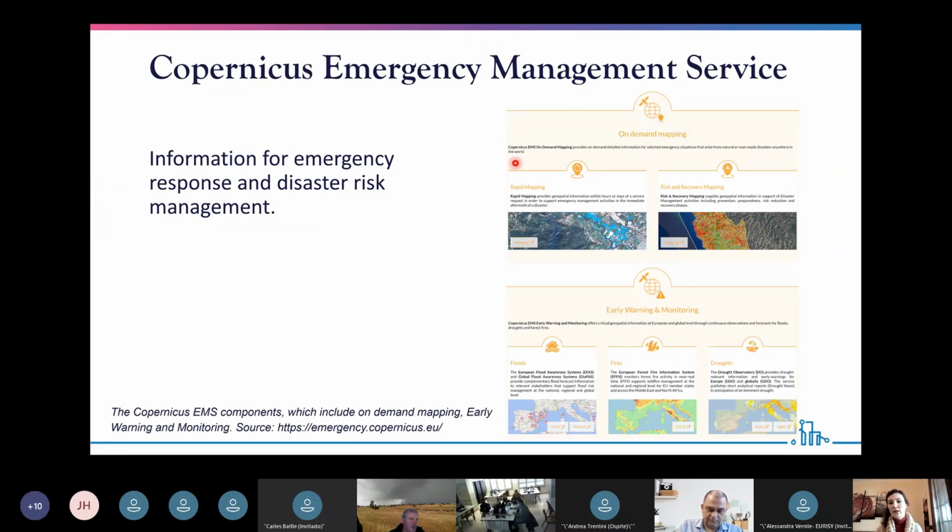So we find here in the top part the on-demand mapping service, which is divided into two sections: the rapid mapping and the risk and recovery mapping. And in this second part, we have the early warning and monitoring. These services, which will be introduced at the end of this morning, will be dedicated to monitoring some phenomena, but possibly also alerting when these phenomena are about to occur.